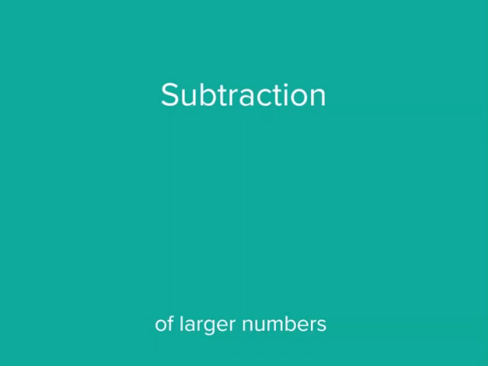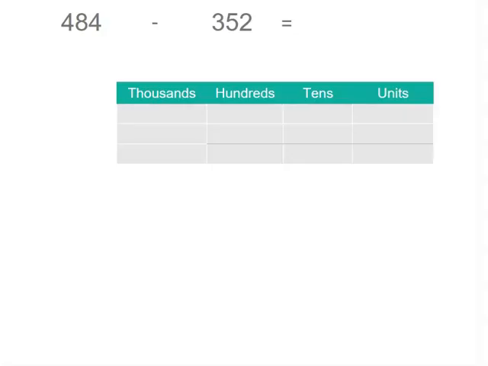When we have to subtract larger numbers, there are things we can do. Let's use the vertical method, and that just means working down your page. Sometimes you might have a place value table like I've got here.